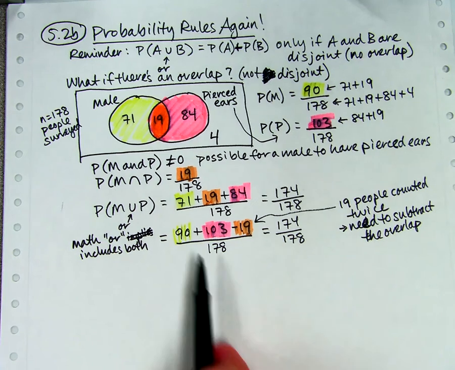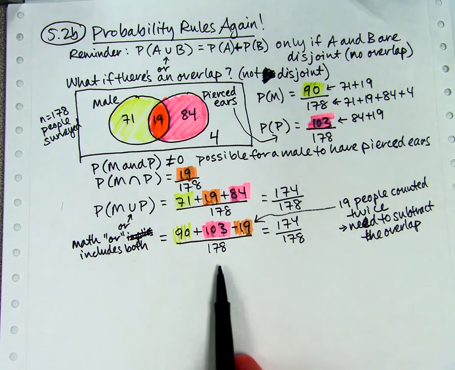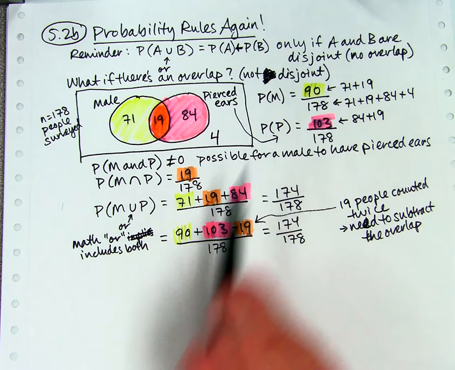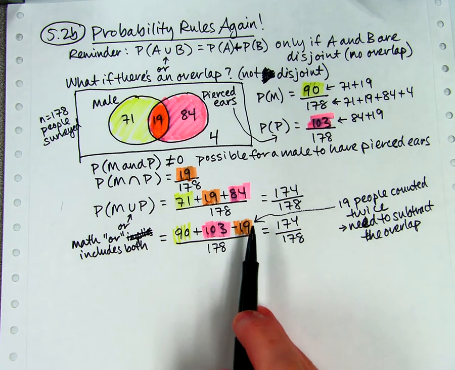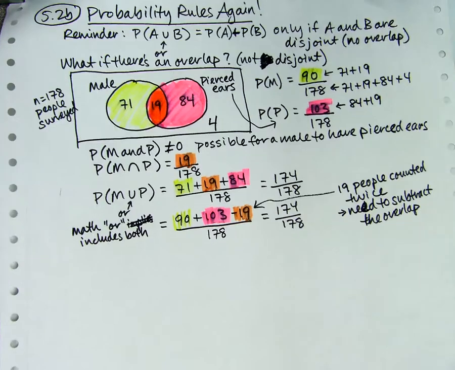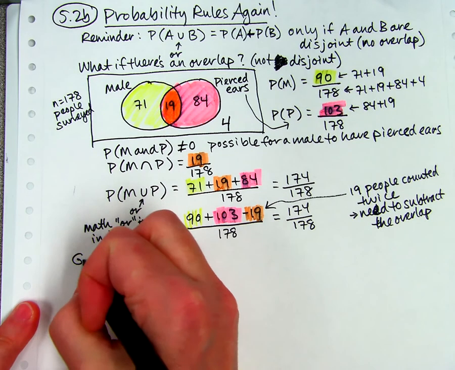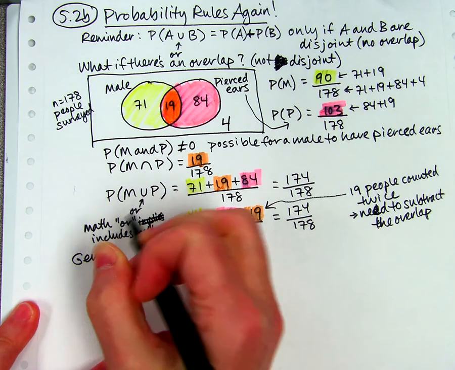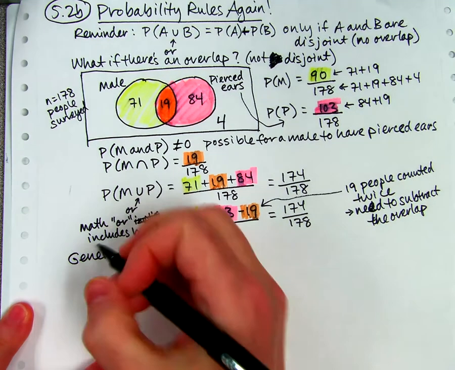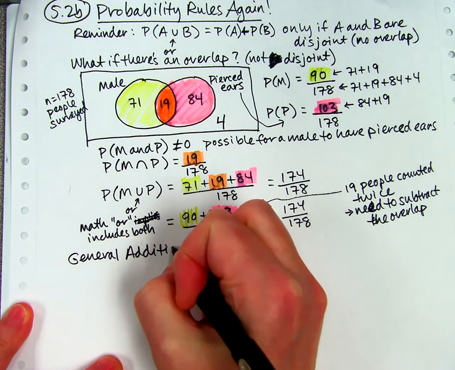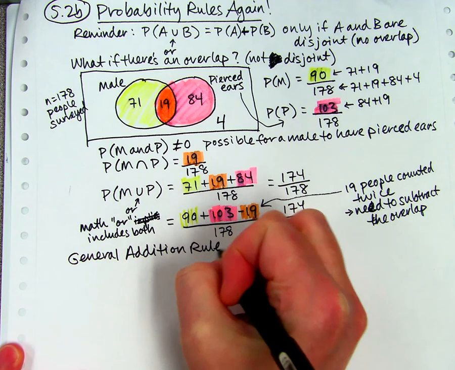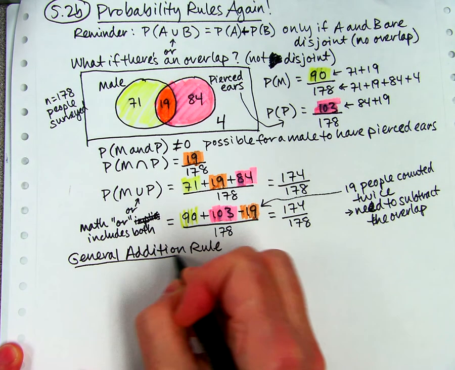So that is, this right here is the official addition rule that works for everything, not just disjoint events. You add them together, and then you have to remember to subtract the overlap. So let's write that down as the official general addition rule. The first addition rule that we learned up there is the specific addition rule that only works for disjoint. So this is one of the really important rules in probability.